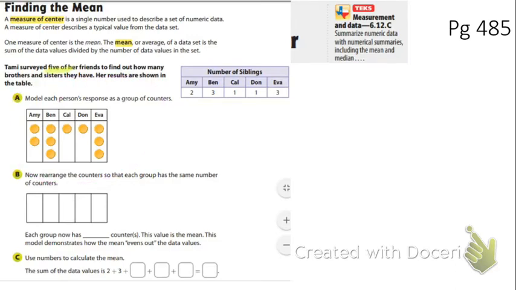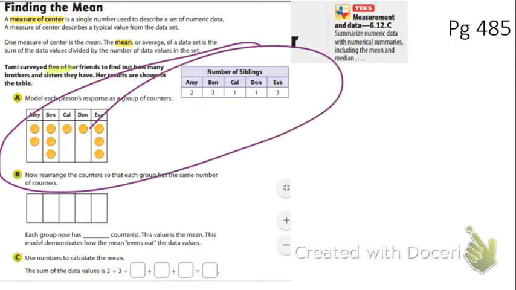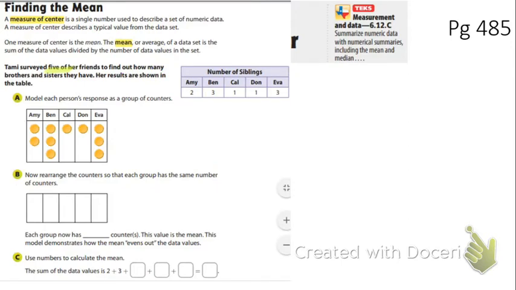Step A asks you to model each person's response as a group of counters. So here, kiddos, this is the data that she had. Let's say, for example, her friend Amy has 2 brothers and sisters, or 2 siblings, and we use a counter for each one of those siblings. So she has 2, we're going to put 2 counters. These 2 tables, or sets of data, are kind of the same, just represented a bit differently. Ben had 3, so if you count right there, there's 3 counters, and Cal and Don both had 1, and Ava had 3.